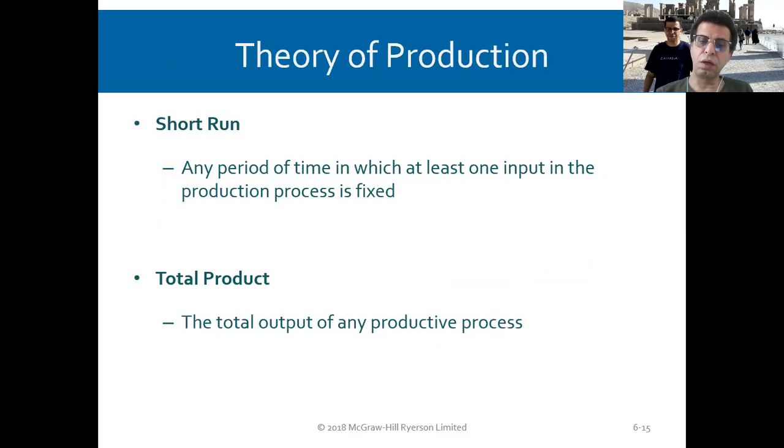So we will look at the theory of production, which is about any period of time in which at least one input in the production process is fixed, because you need to look at the variable costs and all other things. So one cost is fixed, like a rent. The total product is the total output of any productive process. So whatever your process, your corporation, your manufacturing, whatever your service, the total output is of any productive process.